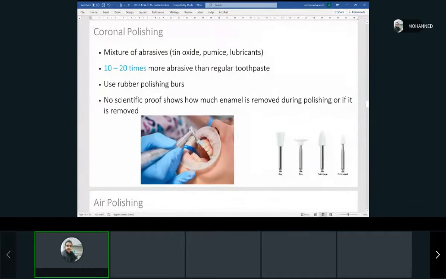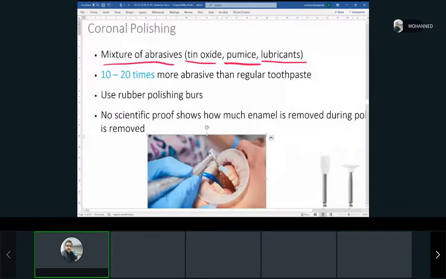Coronal polishing. So it is a mixture of abrasives. It can be tin oxide, pumice, lubricant, and as we saw in the other slides as well, aluminum oxide, I think it has calcium as well. So it has different types of abrasives. It comes in coarse, medium, and fine ones. And again, nowadays we don't want to overdo the coronal polishing.